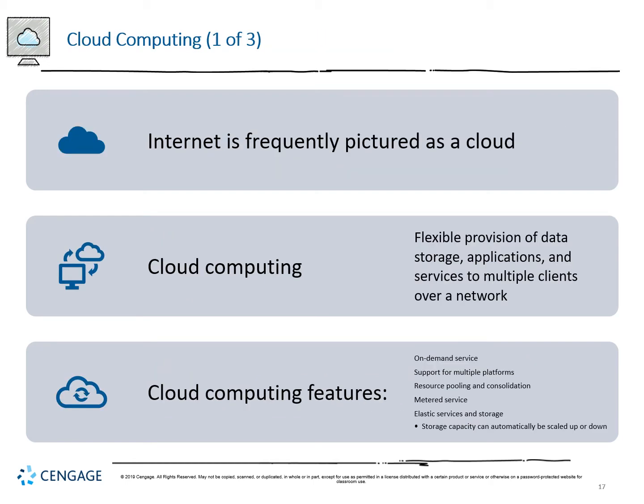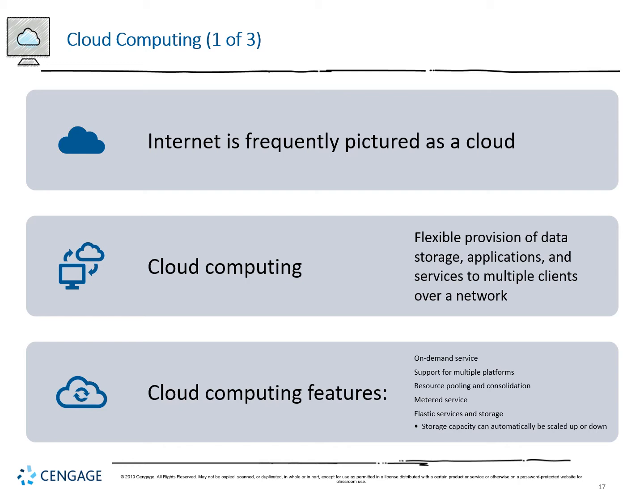So that leads us pretty neatly to cloud computing. Cloud computing is a very common term we hear nowadays, but not a lot of people understand what it actually means. The internet is often pictured as a cloud, as a graphic. So if we look at network diagrams throughout the previous chapters, that is definitely something we've looked at quite a bit. The cloud computing process is referring to the flexible provision of data storage, applications, and services to multiple clients over a network.